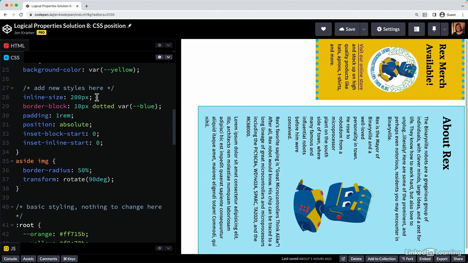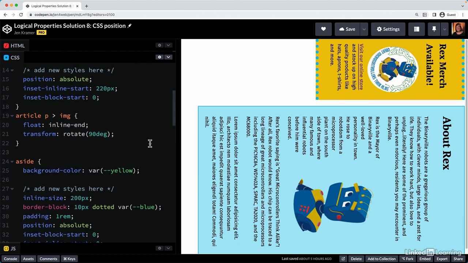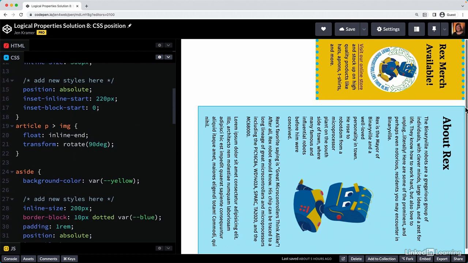The width of my aside is 200 pixels. So by setting my article to 220 pixels for its start, we have room here for my aside, 20 pixel gap, and then my article that starts right after that. Obviously, we have some issues here. This page is not responsive, and it would certainly fall apart under other various layout conditions. But the goal here is to get you familiar with logical properties, and that is why we are working on this.